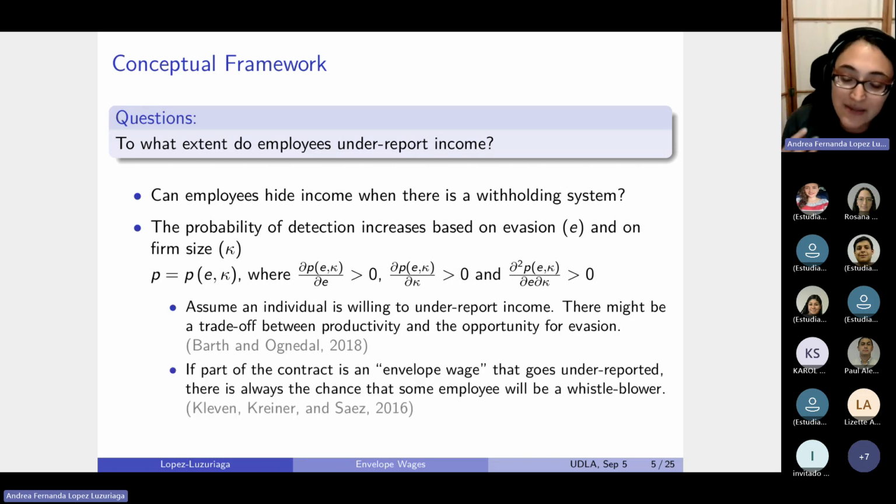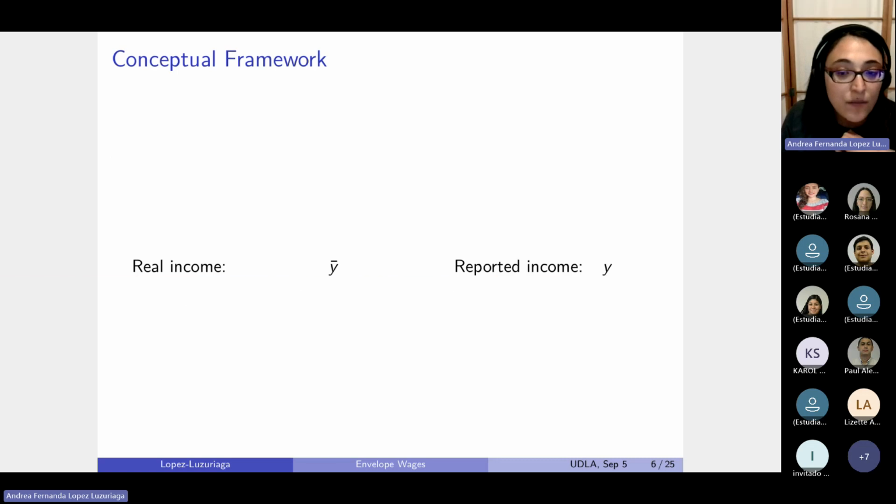And the other one is basically a collusion story. It says the smaller the firm, if you are hiding some of the income that you are getting from your employer, there is certain collusion between employer and employee, and the larger the firm, the more difficult it is to sustain this collusion because there will always be the threat of a whistleblower. So in either of those two theoretical reasons, we can say this probability will be increasing in the size of the firm.